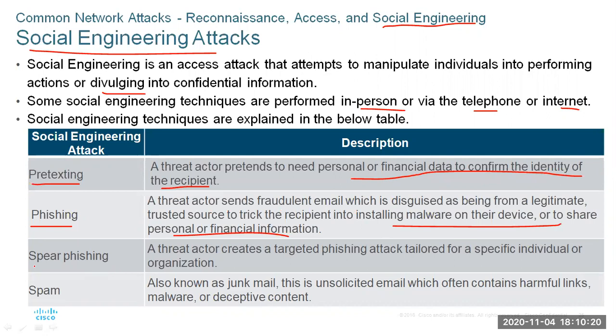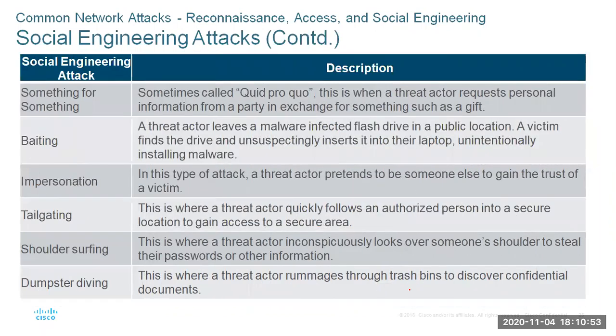The third one is spear phishing. In this case, the threat actor creates a targeted phishing attack tailored for a specific individual or organization. And then we have spam, which is known as junk mail. Usually these are unsolicited emails. You didn't solicit them, but they keep coming. Some of them are very harmful. Then there's another one called something for something, or quid pro quo.